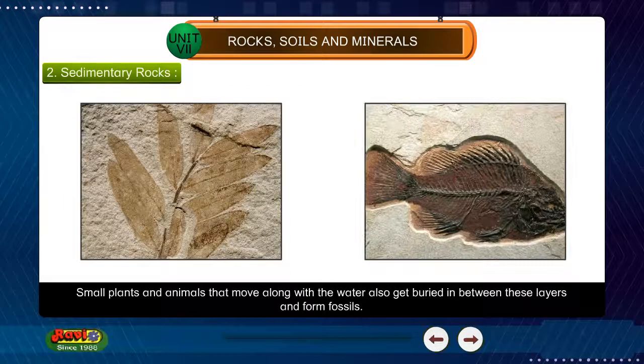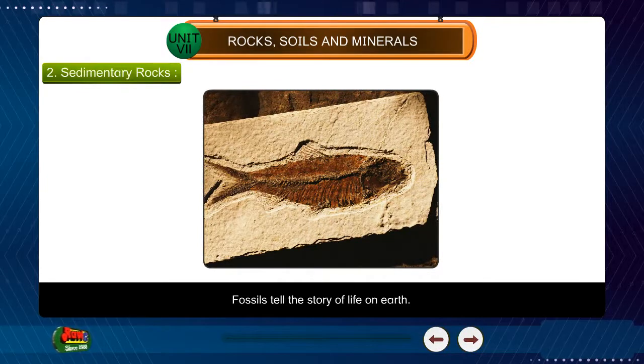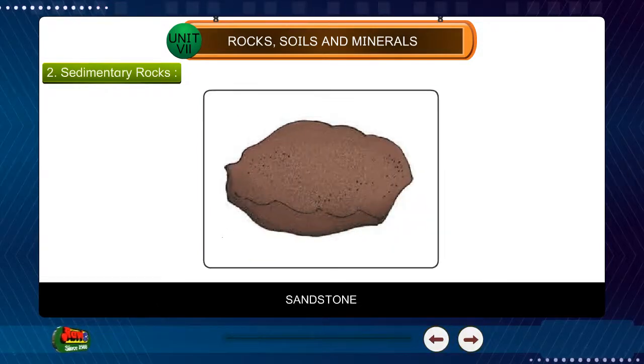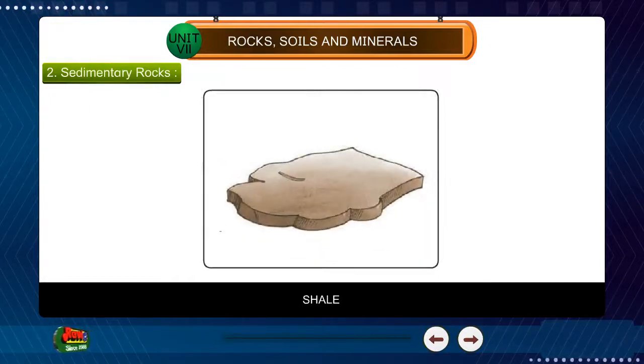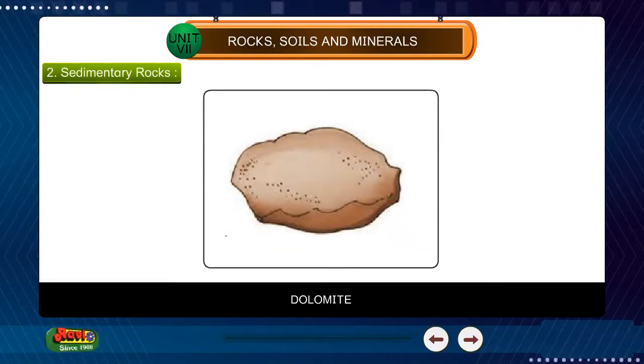Small plants and animals that move along with the water also get buried in between these layers and form fossils. Fossils tell the story of life on Earth. After millions of years, these layers form a solid rock called sedimentary rock. Sandstone, conglomerate, shale, limestone, dolomite.